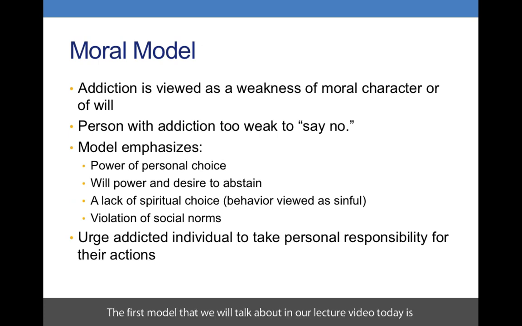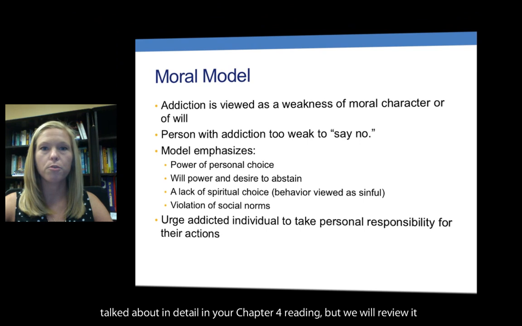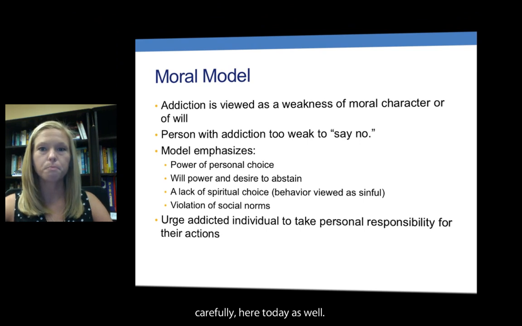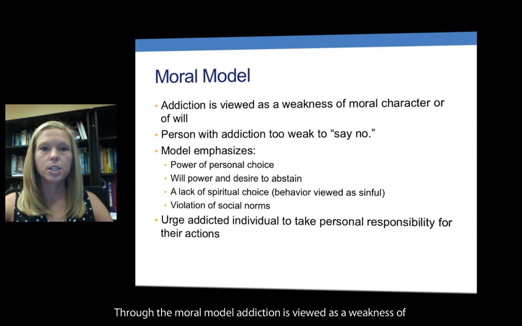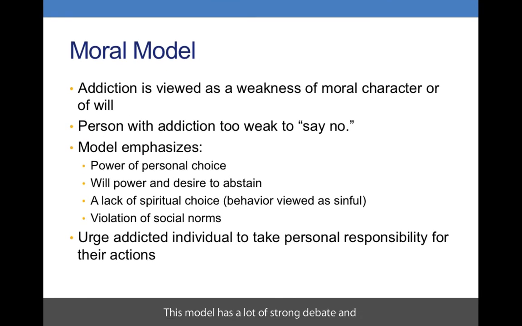The first model that we'll talk about in our lecture video today is the moral model. Again, the moral model is talked about in detail in your Chapter 4 reading, but we will review it carefully here today as well. Through the moral model, addiction is viewed as a weakness of moral character or of personal will. The moral model emphasizes that a person with addiction is just too weak to say no. This model has a lot of strong debate and is one of the oldest theories of addiction and is a common reaction to addiction by individuals who have not had education on addiction, such as family members of an addicted loved one.